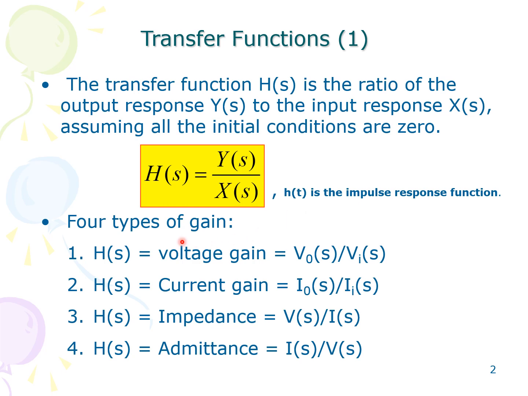There are 4 types of transfer functions or gains. Number 1, H(s) equal to voltage gain, and it is the ratio of output voltage to the input voltage in S domain. Number 2, if it is a current gain, the transfer function is given by the output current to the input current ratio. If it is an impedance, then it is the ratio of the voltage to the current in S domain. And if it is an admittance, it is the ratio of the current to the voltage.